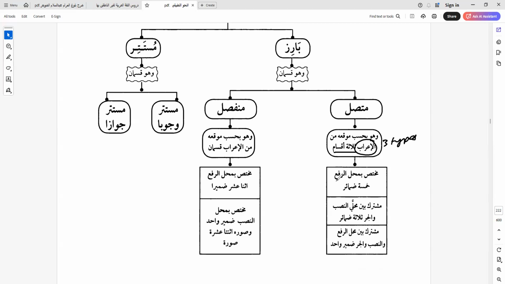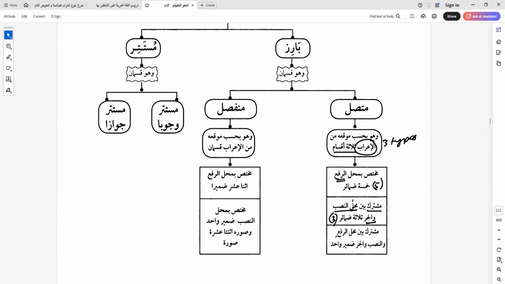So we have الرفعي في محل الرفع, المختص ضمير that has been specifically designated for رفع. خمسة, there are 5 of them. And then المشترك, we have a group of ضمير between في محل النصب and also في محل جر, and they are ثلاثة, they are three.